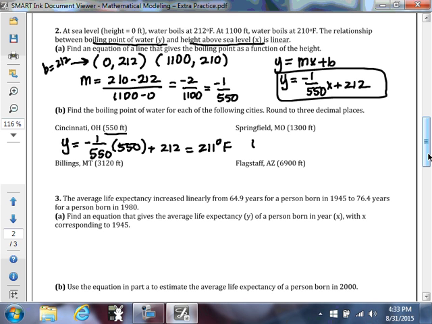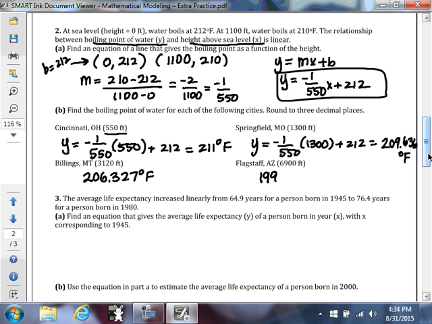But the next one, they do not. So if I do y equals -1 over 550 times 1300 plus 212, for this one I got 209.636 degrees Fahrenheit. And then same idea for the next one, so you can plug that one in. So I just did second enter so I could get that same equation that I just entered, and I changed the number. So 206.327 degrees Fahrenheit. And then the last one, I get 199.455 degrees Fahrenheit for that one.